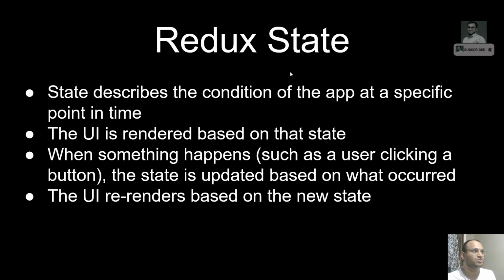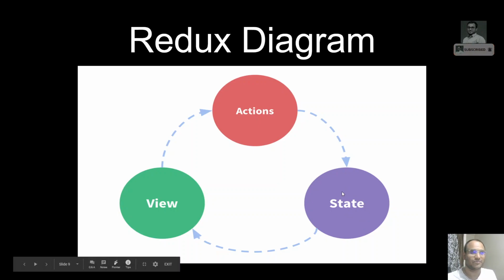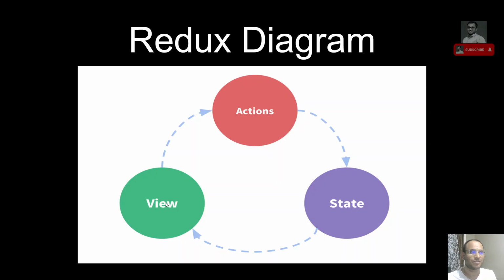And here you need to see Redux state. State describes the condition of the app at a specific point in time. The UI is rendered from that state. When something happens, such as the user clicking a button, the state is updated based on what occurred. The UI re-renders based on the new state. So whenever a button is clicked or anything happens, we update the state using actions, and whenever the new state is updated, the view is automatically informed. So this is the Redux approach.